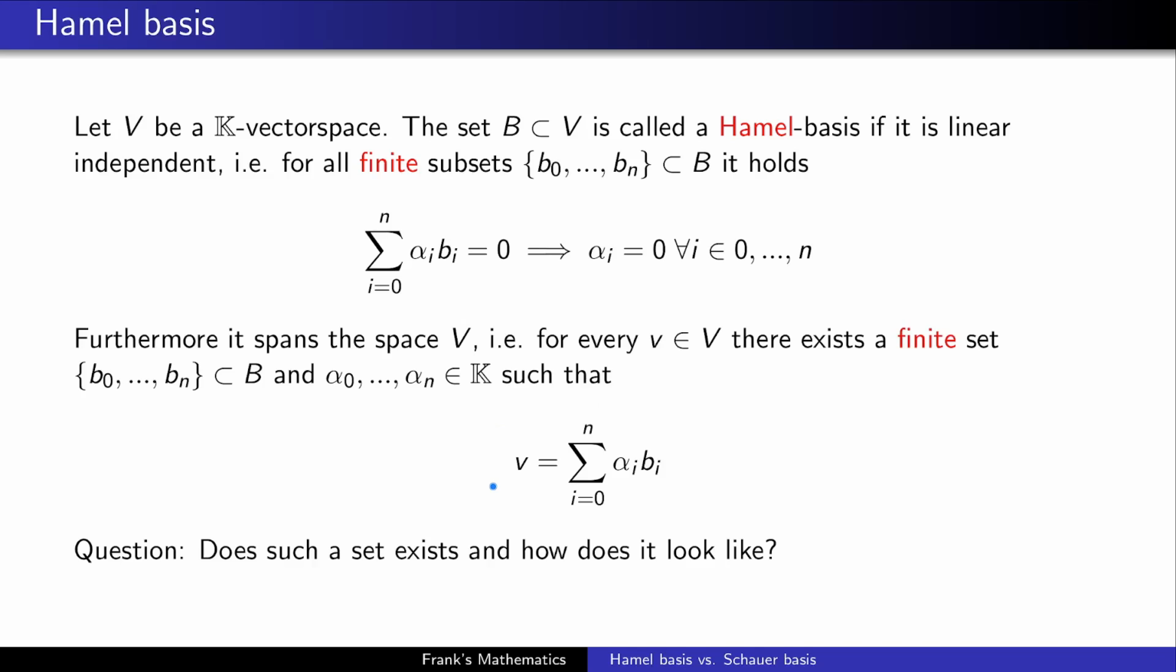In red I marked the big difference to the definition of a finite dimensional basis. You can see here we always need finite subsets. And this is a fine definition, and we can ask ourselves, well, does such a set exist at all? And if it exists, what does it look like? Can we somehow write it down?